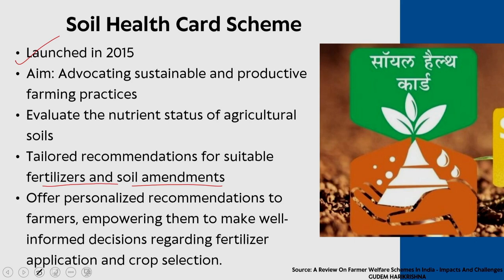So what happens under the soil health card scheme? The soil samples are collected from farmers' fields and they are meticulously analyzed for vital nutrients. It could be nitrogen, potassium, phosphorus, the NPK, and micronutrients. Subsequently, farmers receive a soil health card that furnishes detailed information about the soil's nutrient content. It is also attached with tailored recommendations, as I've already mentioned, for suitable fertilizers and even some soil amendments that are vital or necessary to be carried out.